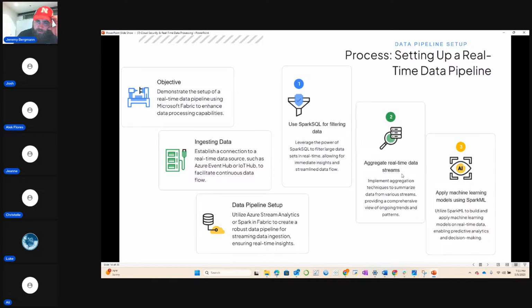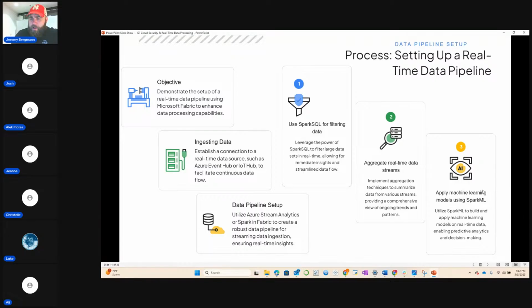Then you could aggregate real-time data streams to summarize data and view the ongoing trends and patterns. So you aren't capturing all the data. You're just capturing the real-time data that you need and processing what you need for your use case, because collecting all of it and storing it and processing all of it can be a huge cost. You just want to process what you need out of it.